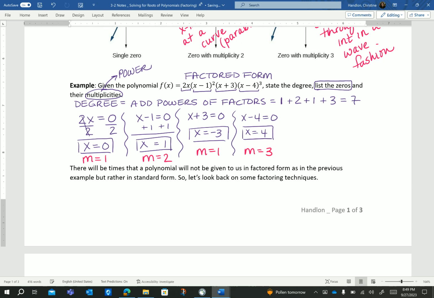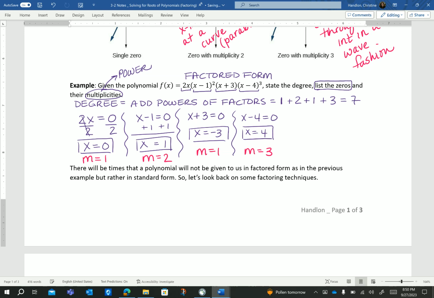So all this is saying is, if I were to have graphed this polynomial, at x equals 0, the line is going to go straight through. At x equals 1, there's going to be a bounce. At x equals negative 3, the line is going to go straight through. And at x equals 4, there's going to be a curve. That's all that means graphically. So you will be graphing that in the future. Okay? So we're done with that problem.